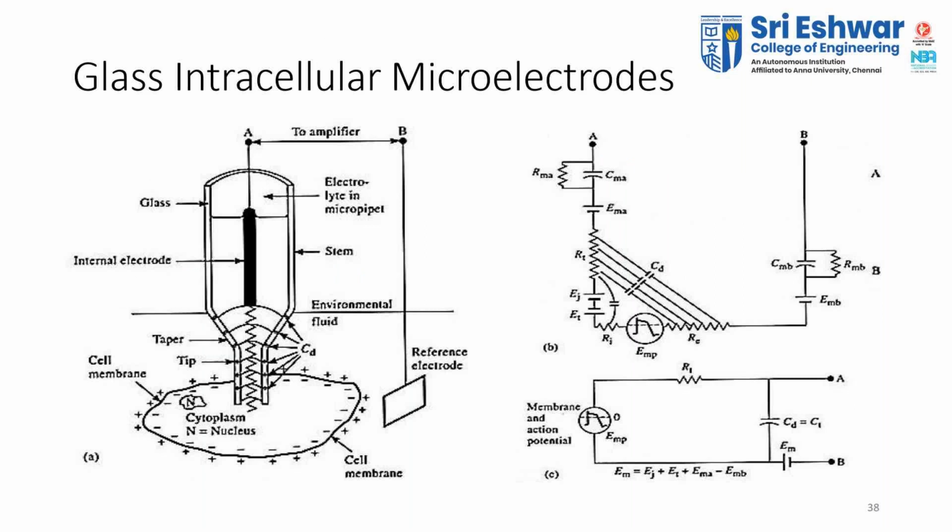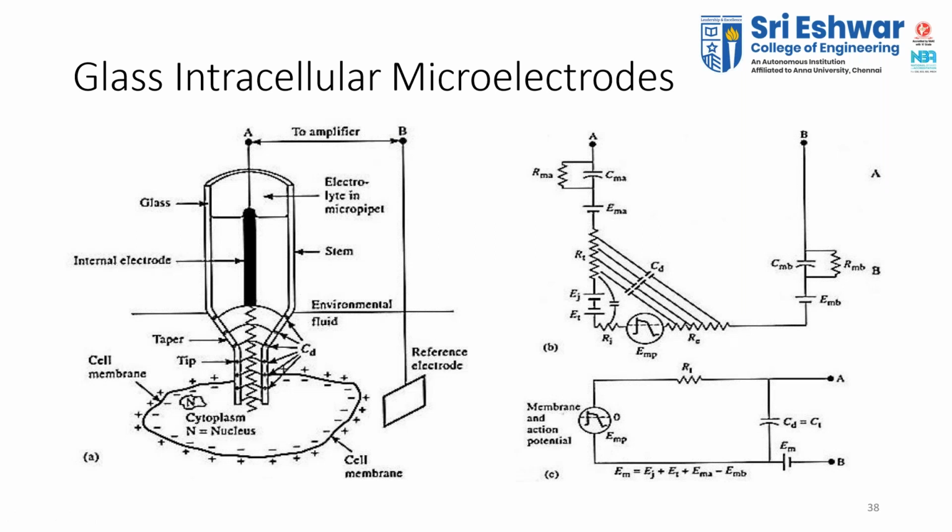Okay, so this is the glass, this is your cell. The cell has positive charge and negative charge. Inside your cell you will have a negative charge, outside of the cell you will have positive charge. So this is glass electrode, non-metallic electrode. Inside this glass electrode you will have a tip, taper. This is an internal electrode. This is glass. This is filled with electrolyte fluid. Electrolyte in micropipette, and we have taken one signal out from the glass electrode, and it is compared with the reference electrode. Here we are going to place some amplifiers.